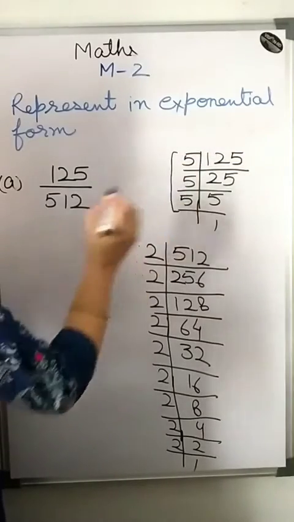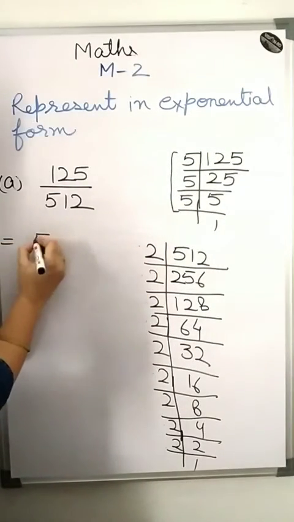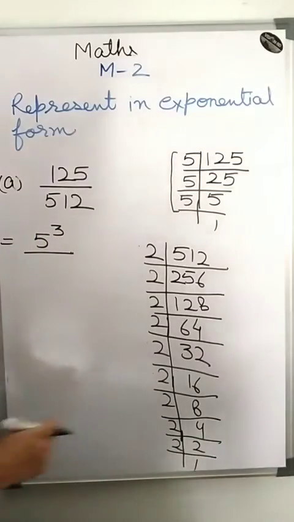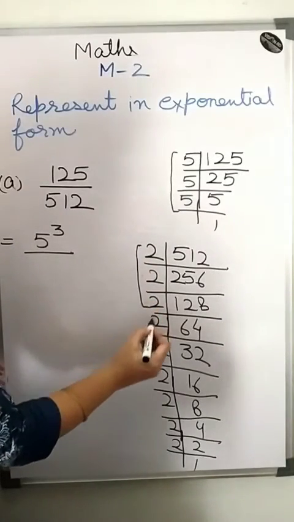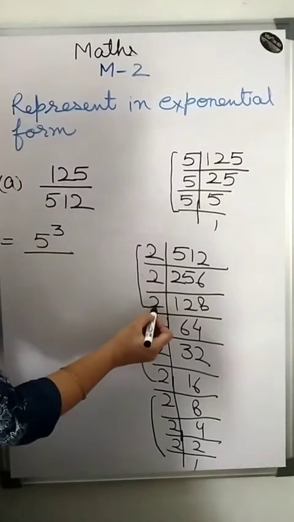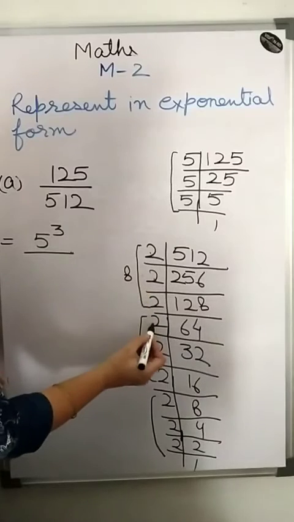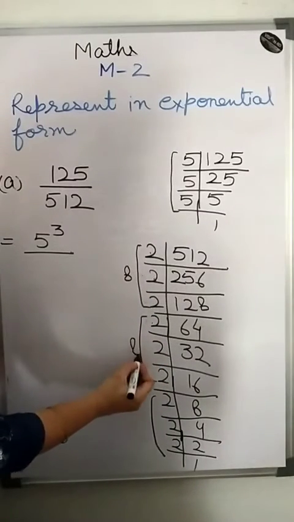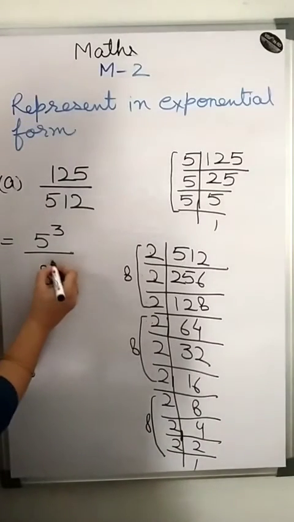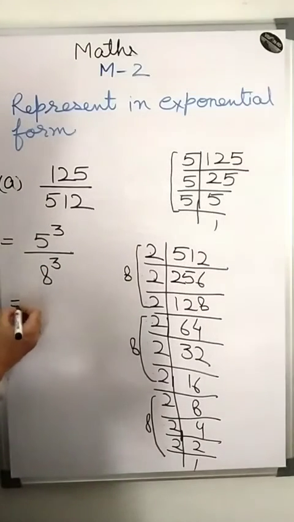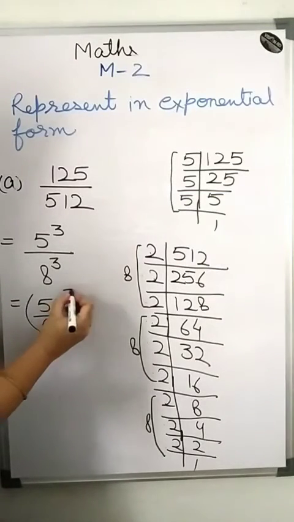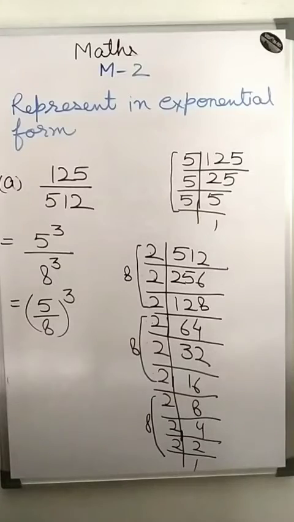But this one is 5 to the power 3. We can write 5 to the power 3. So we want to convert this one into the power of 3. What we do here is make triplets. This one is 2 multiplied by 2 multiplied by 2: 2 twos are 4, 4 twos are 8. Each triplet is 8. It means we can write this in 8 to the power 3. So we can write 5 upon 8 to the power 3. In this way we can write this.